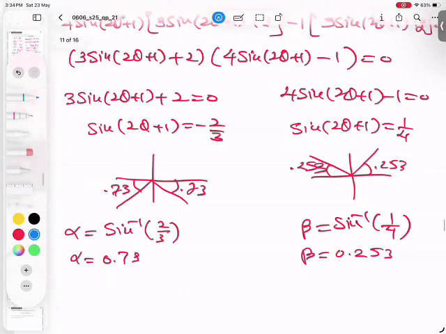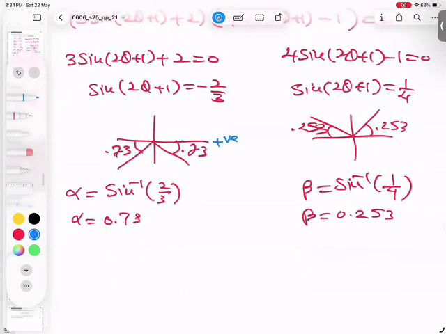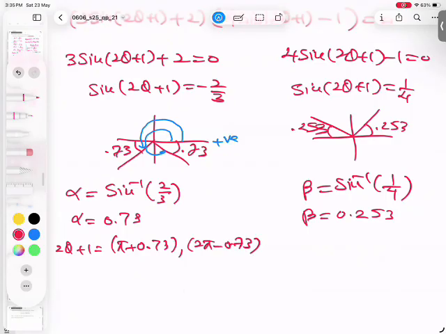So job number 1. Start from the positive x-axis, move anti-clockwise till this line. So I'm getting 2 answers. First of all, this one: double theta plus 1 equals pi plus 0.73. And the second angle I'm getting is 2 pi minus 0.73. And this is anti-clockwise. But what about clockwise? Clockwise means this one clockwise and even this one clockwise. So we're getting two more answers. I'm writing here negative 0.73 and pi minus 0.73, and outside a minus sign.